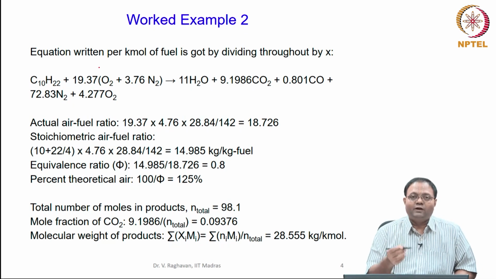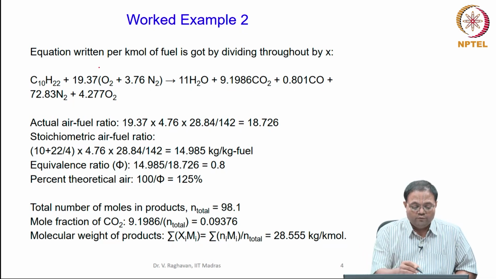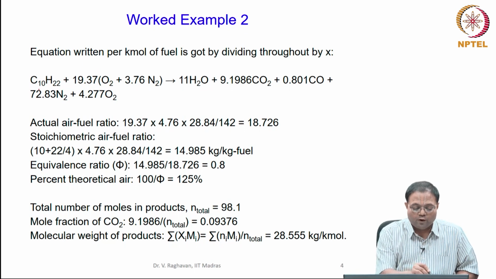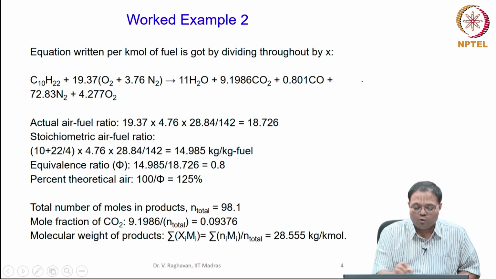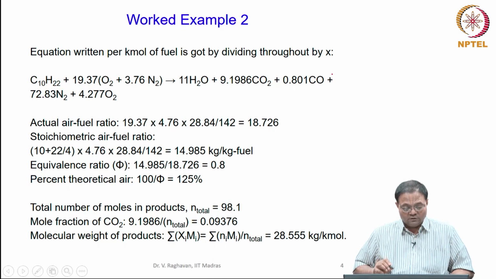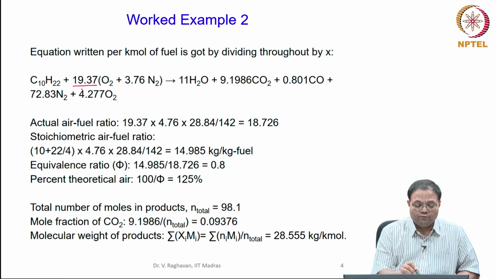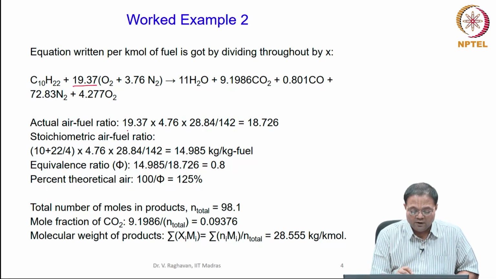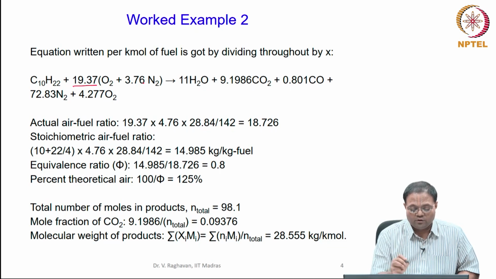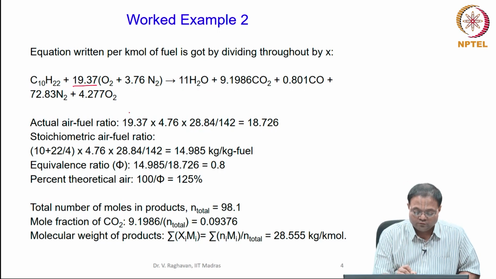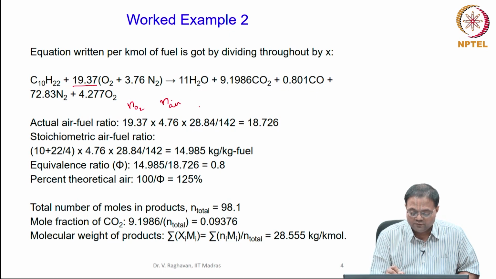Okay. Now after evaluating x, A and B, which are unknowns, we are trying to write the equation in terms of 1 kilomole of fuel. So now dividing throughout by x, I am writing this equation like this. Now see, the number of kilomoles of oxygen is 19.37. So you find the actual air fuel ratio, which is nothing but 19.37 times 4.76, number of moles in the air, 1 plus 3.76, into molecular weight of air. So this is the number of moles of oxidizer, this is the number of moles of air, then this is the molecular weight of air.